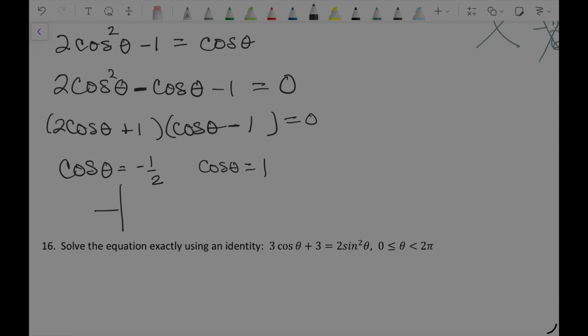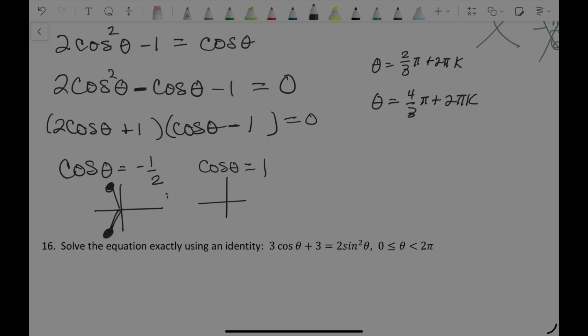Where does it equal negative 1/2? Here and here. This is at 2/3 pi. Running out of room here. I'm going to have to come up here. This one here is when theta is 2/3 pi plus any full cycle later. And then the next one is going to be 4/3 pi plus any full cycle later, 2 pi k. That's this one down here.